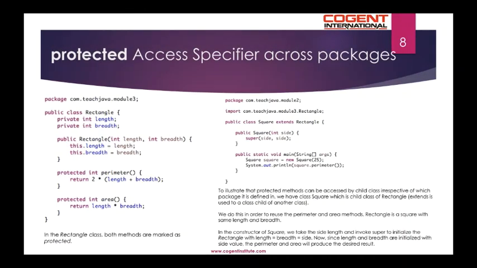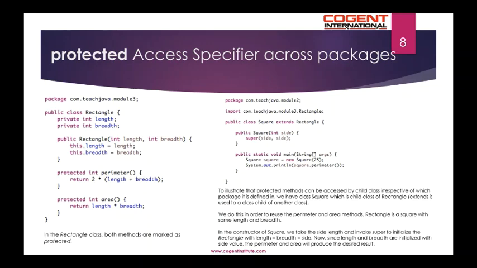Here's a program to illustrate the use of the protected access specifier across packages. In the rectangle class, both methods are marked as protected. To illustrate that the protected methods can be accessed by a child class irrespective of which package it is defined in, we have a class square, which is a child class of rectangle. Extends is used to subclass a parent class. We do this in order to reuse the perimeter and area methods. A square is a rectangle with the same length and breadth.